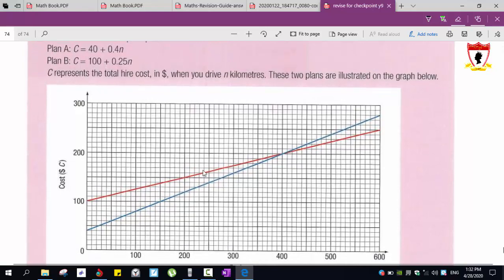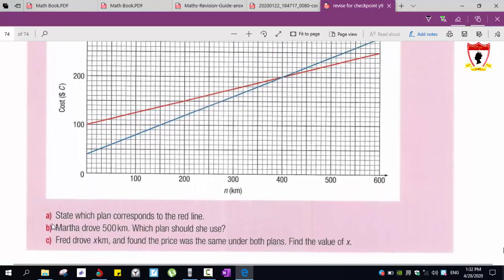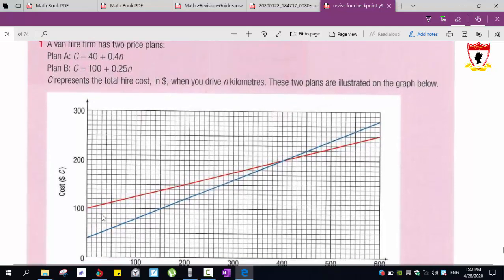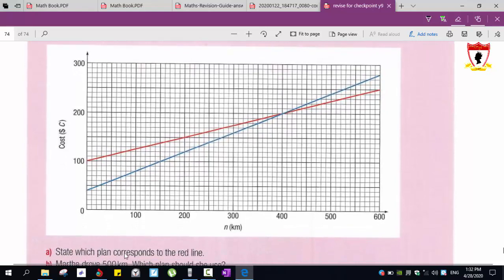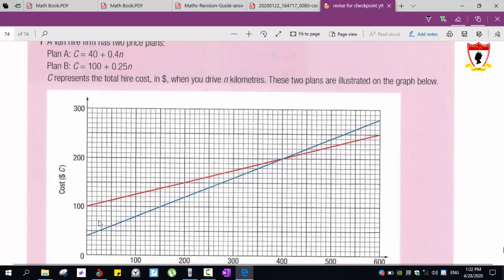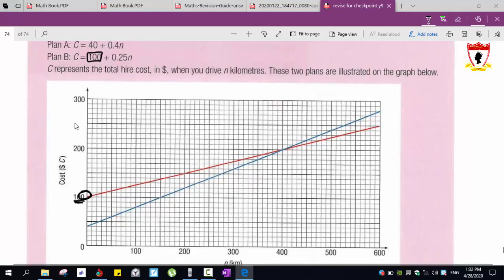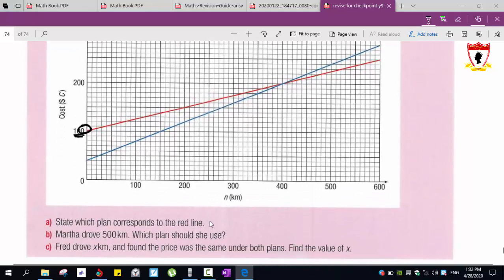Okay, we have two line graphs here. And part A says state which plan corresponds to the red line. So this is where we need the intercept. Which plan corresponds to the red line? The red line has the y-intercept, which means where the red line crosses the y-axis. The red line crosses the y-axis at 100. So which equation contains 100 as a constant? So the red line is for plan B. The answer is plan B.